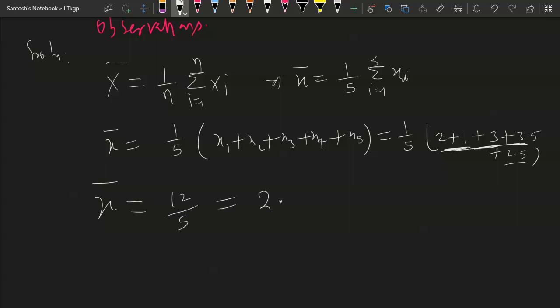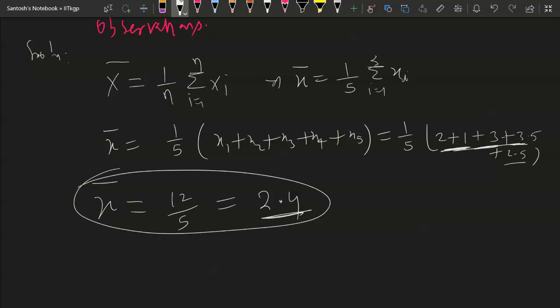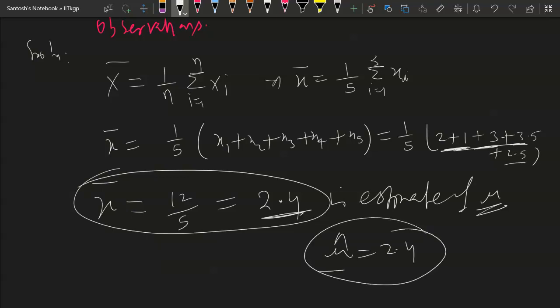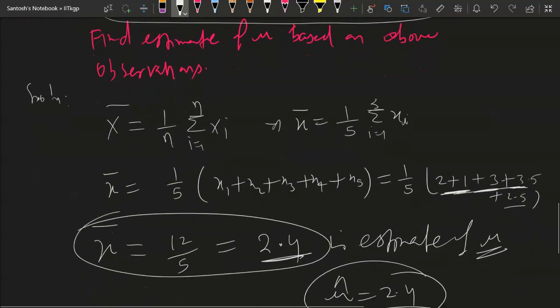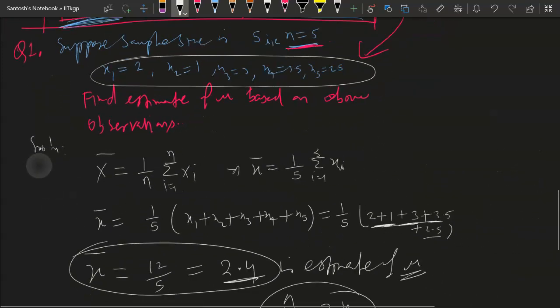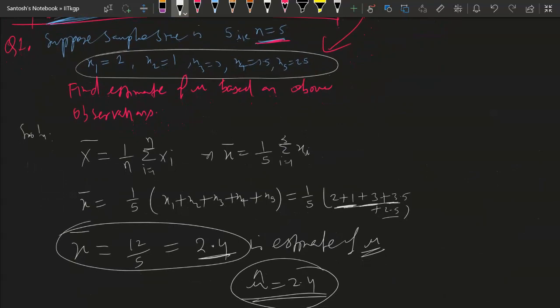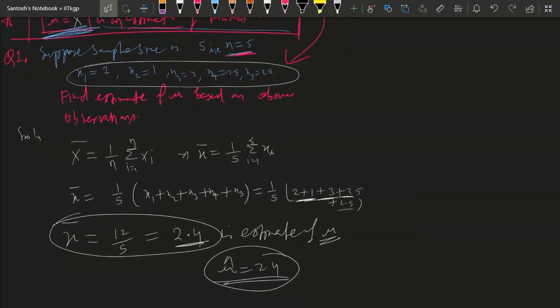So 2.4, since 5 fours are 20. So the answer is correct. This is the estimate of mu. So we can say mu cap is 2.4. So we estimated mu. Mu was unknown, but here we estimated based on the given observations that the mu value can be 2.4, or we can take the estimate as 2.4. So this is the point estimate. We are telling a single value corresponding to that parameter.